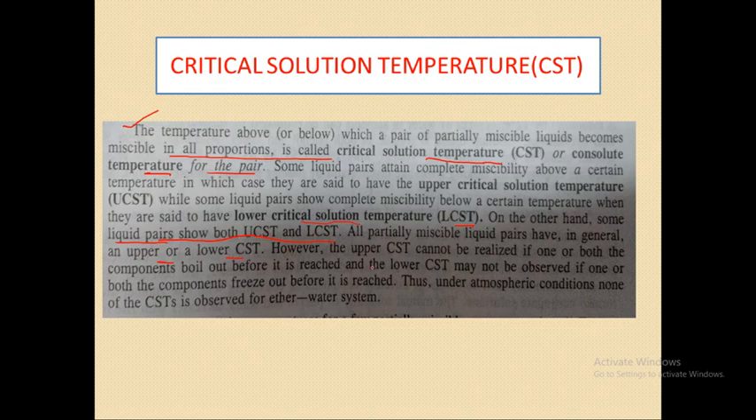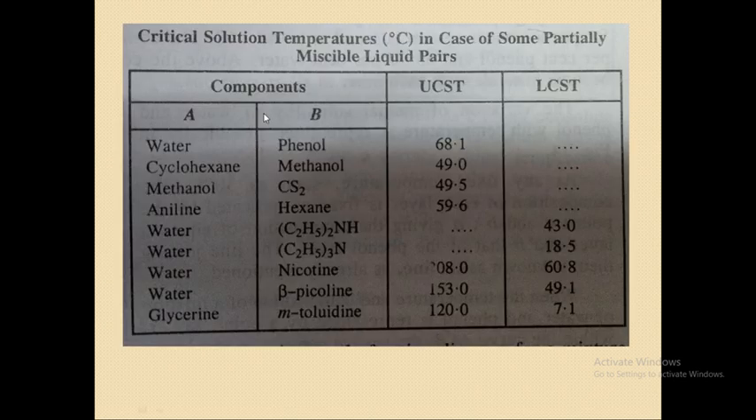However, the upper CST cannot be realized if one or both components boil out before it has been reached, and a lower CST may not be observed if one or both components freeze out before it is reached. Thus, under certain atmospheric conditions, none of the CST is observed in ether and water solution. So the temperature cannot affect this ether and water solution. So these are some critical solution temperatures.